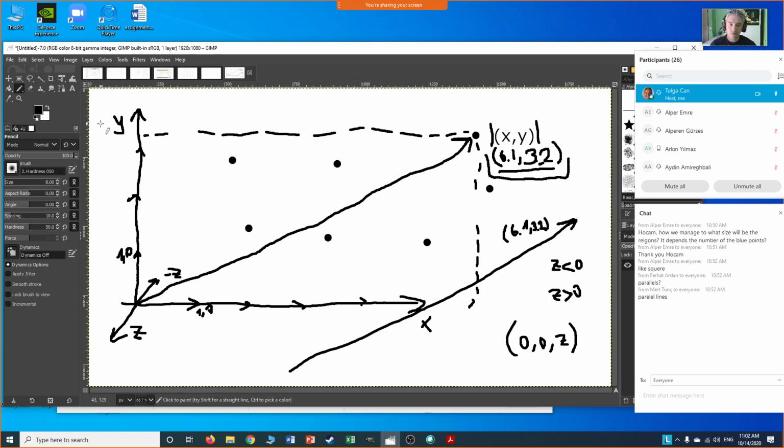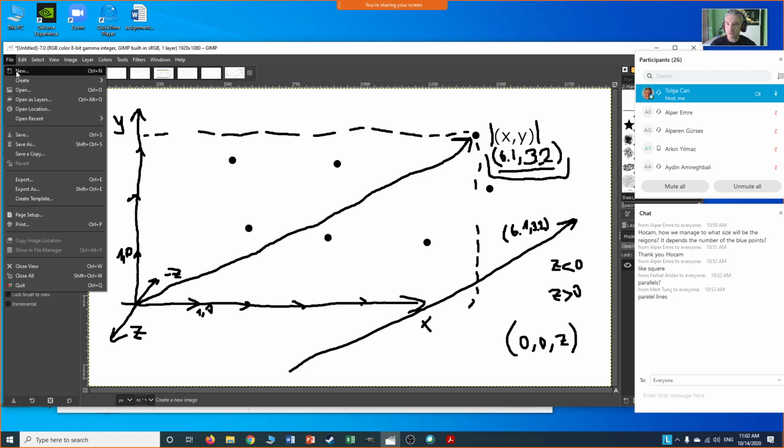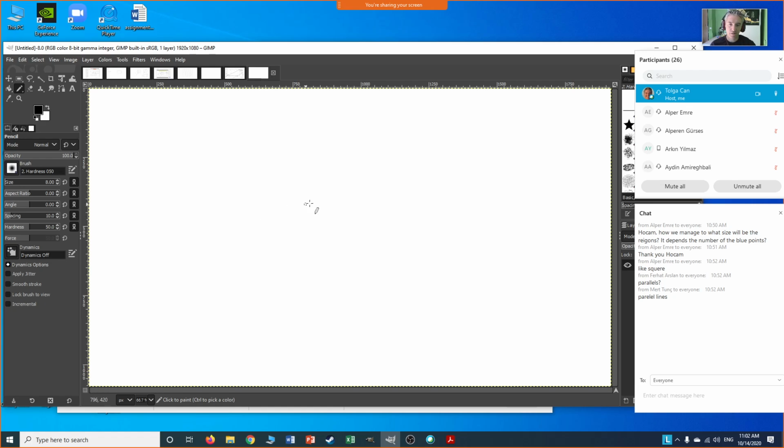So when we come to polygons now, let me get a new whiteboard. The polygon will simply be given to us as a list of vertices. Okay, so let this be a polygon.